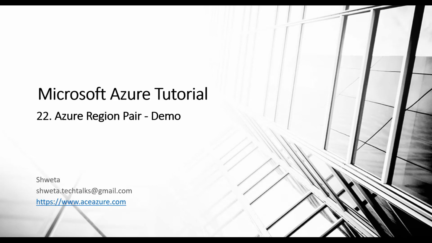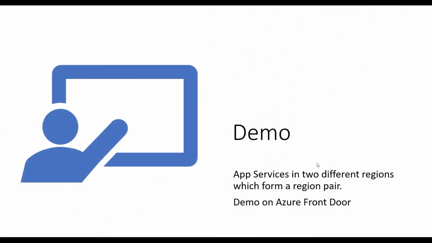Hello all, welcome back. Today we are going to do a demo on Azure region pairs, by creating two app services in two different regions, part of the region pair. We'll also see a quick demo on how we use Azure Front Door to load balance and ensure that if one of the app services is down, the Front Door redirects us to the other app service which is available.